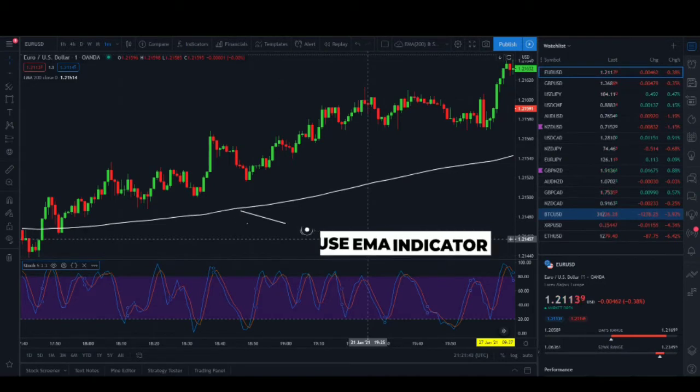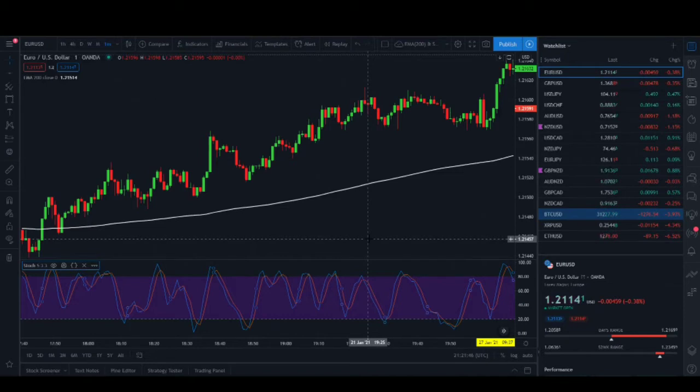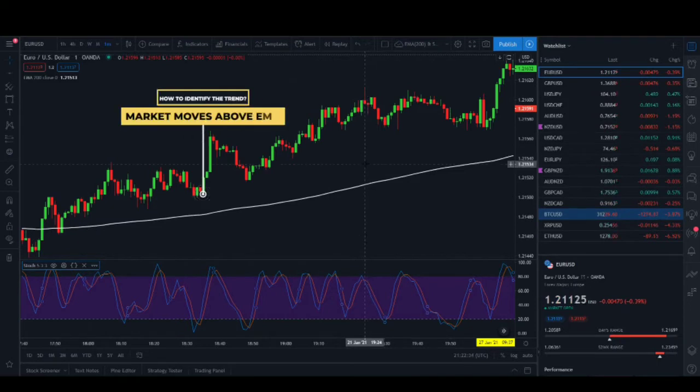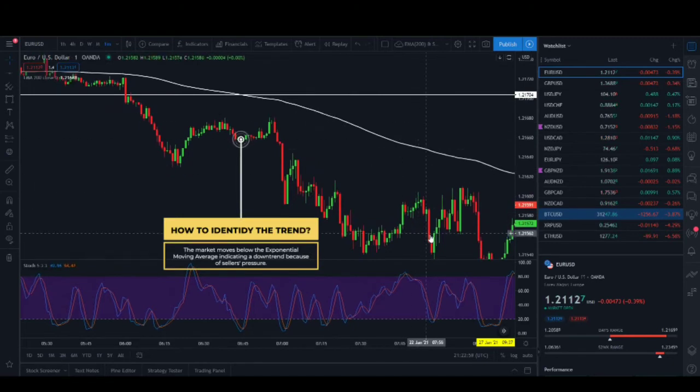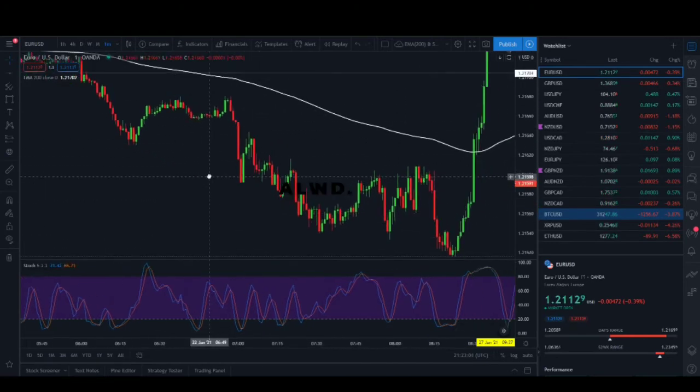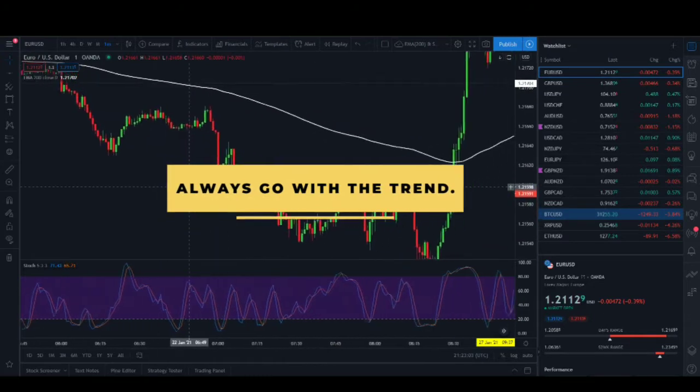If the candles are above the 200 moving average, it means we are in a buyer's market, an uptrend. Vice versa, if the candlesticks are below the 200 exponential moving average, it means we are in a seller's market and we will be looking only for sell trades. As you can see in this example, we are in an uptrend because the candlesticks are above our 200 exponential moving average. And if the candlesticks are below our 200 exponential moving average, we are in a downtrend and we will be looking only for sell trades.